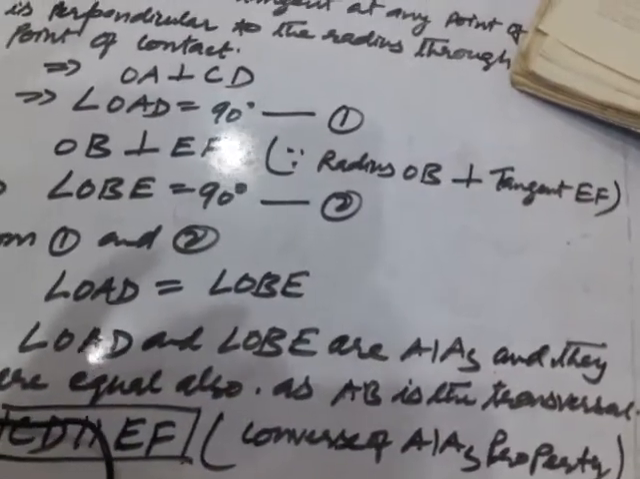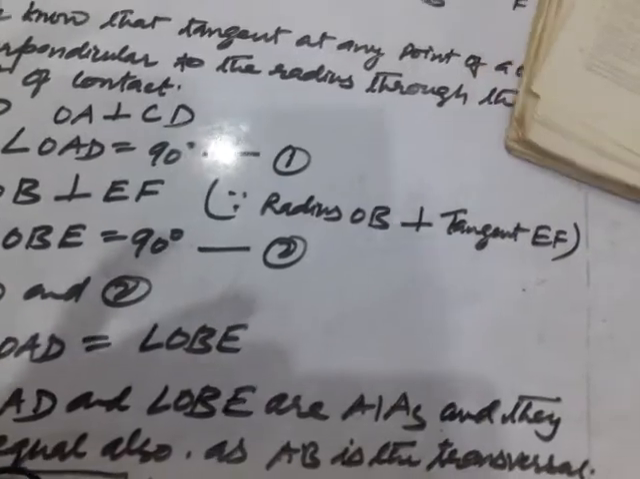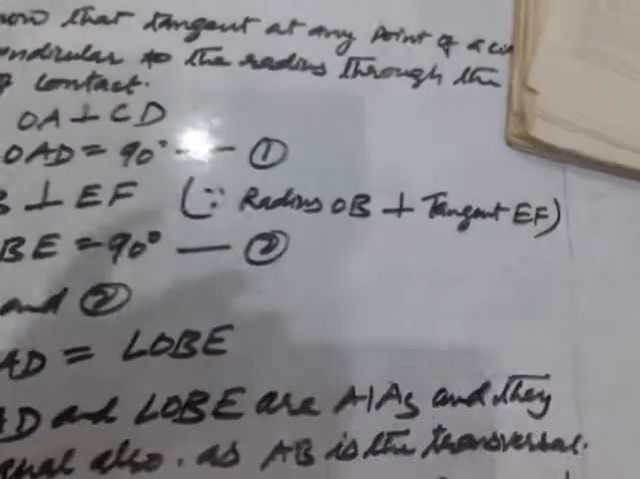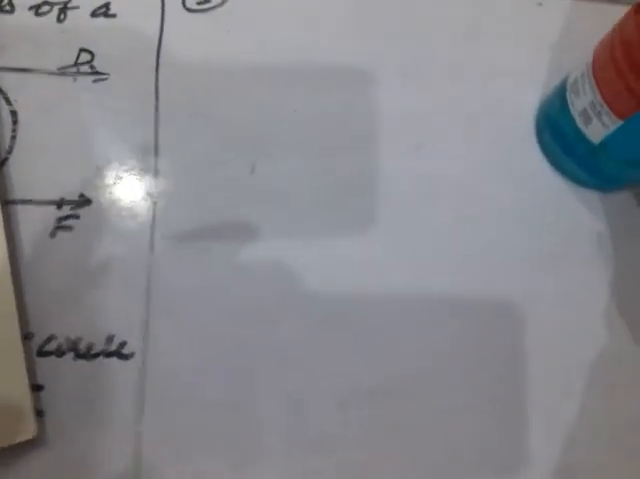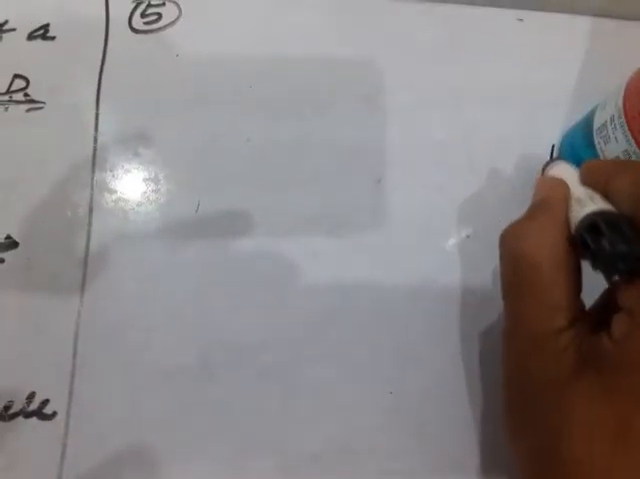The next question, that is 5, states: prove that the perpendicular at the point of contact to a tangent. Prove that the perpendicular at the point of contact. See, let us see. Draw the circle. Here, let this be a circle.